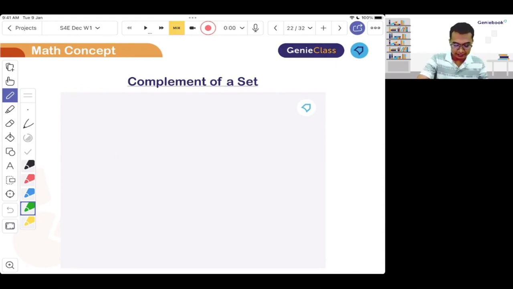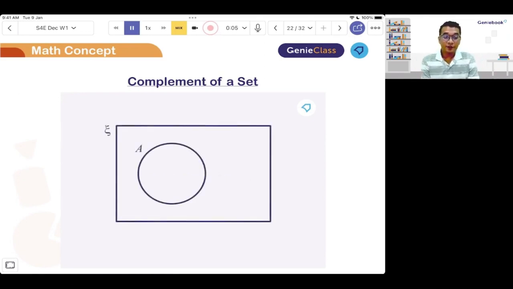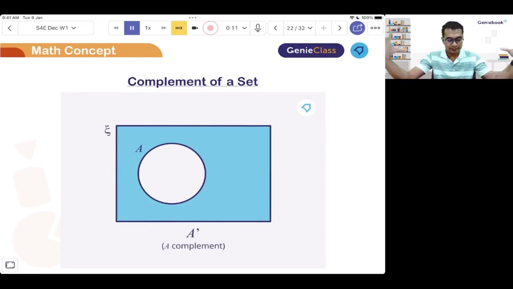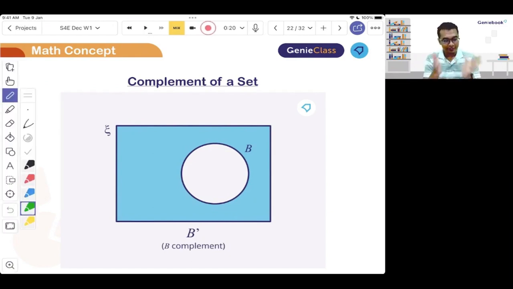What does this mean? Let's take a look. Now, using Venn diagrams to explain the concept of complement of a set, over here, I shaded everything that is outside of the circle A, right? Outside of set A. So that's A complement. Now, if I do the same for set B, that's B complement. Okay? And then, there you go.